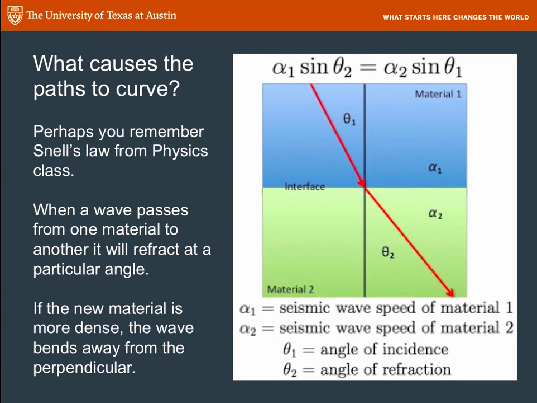Let's talk about why these paths curve. You might remember from physics class Snell's law, which says that as a wave passes from one material to another, it will refract, and that angle of refraction is a function of the difference in density between the two materials. When the wave is traveling from material 1 to a more dense material 2, then the refraction is away from the perpendicular, like it's shown here. And of course, this is how the Earth works. The layers are more dense as you go deeper, and so the refraction is always towards a shallower angle as you move towards more dense materials in the Earth.